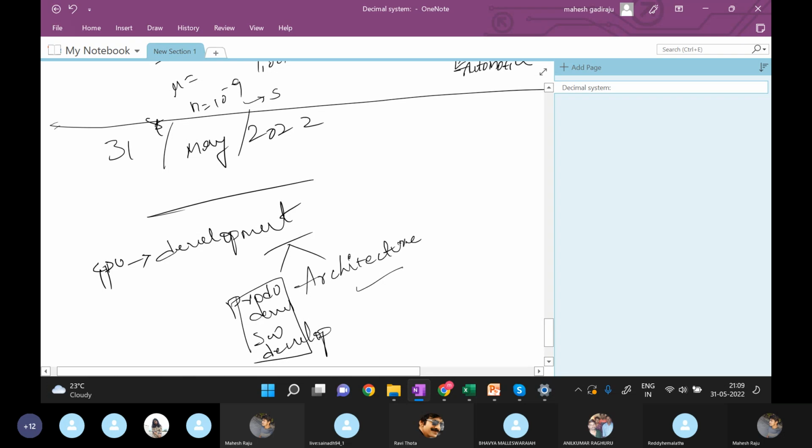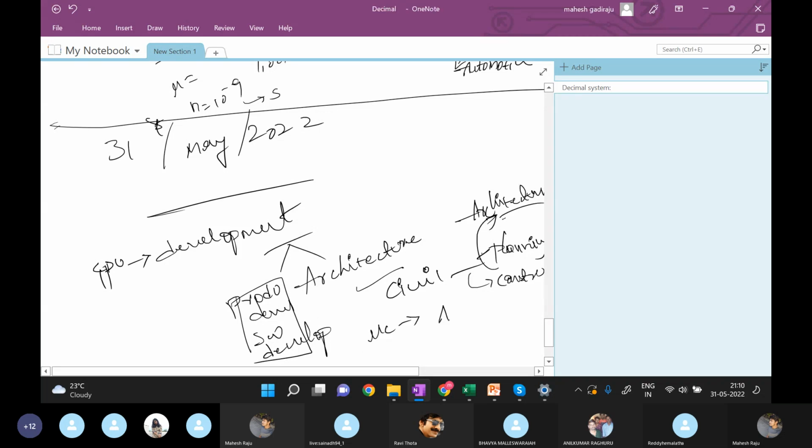If you see civil construction also, in civil also, what will we do first? Can anyone tell me? We will have the planning. Then only we'll start the construction, right? So in this planning, there will be an architecture plan also. Correct. So the same way here also, for developing microcontrollers, we have different kinds of architectures.